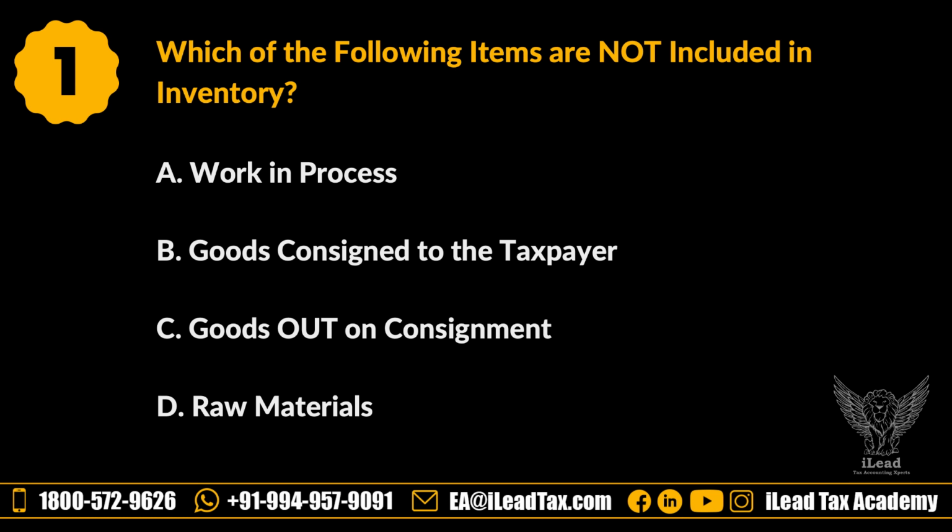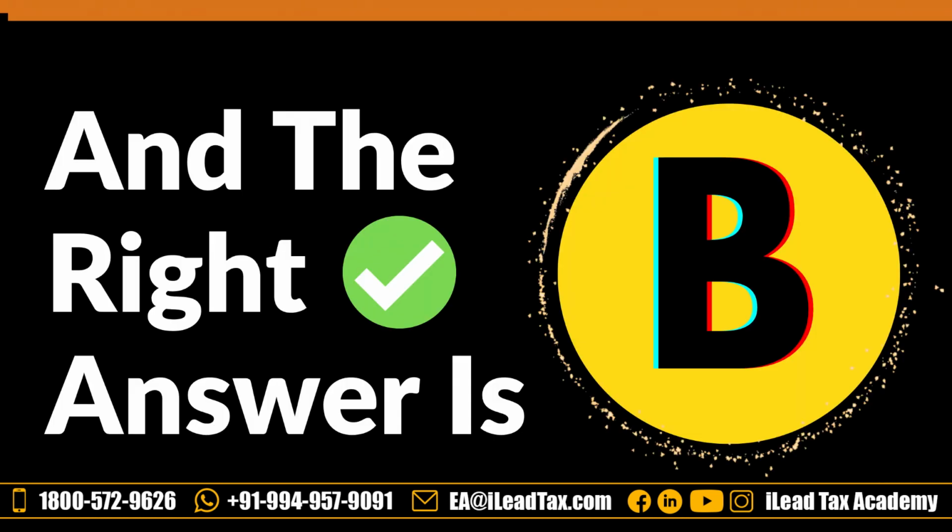Which of the following items are not included in inventory? A. Work in process. B. Goods consigned to the taxpayer. C. Goods out on consignment. D. Raw material. Let's see what is the answer. The answer is B. Let's see why the other three options are wrong.